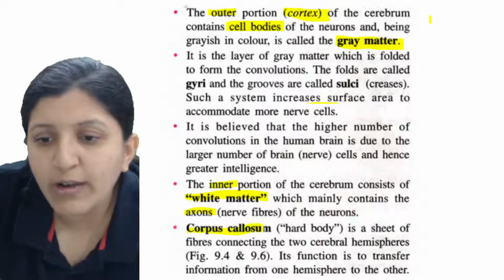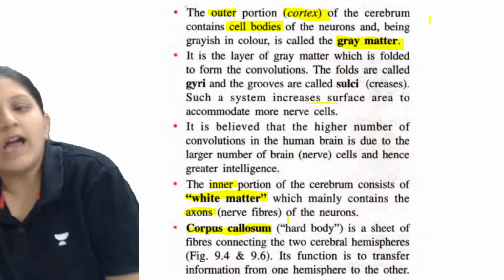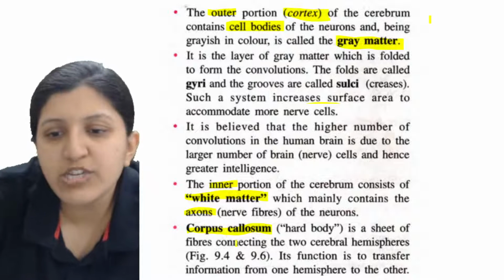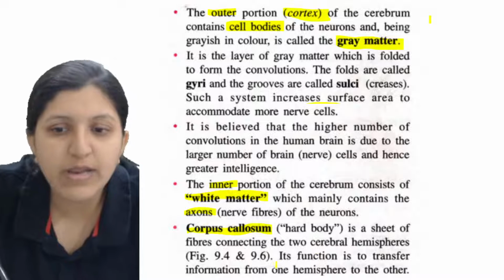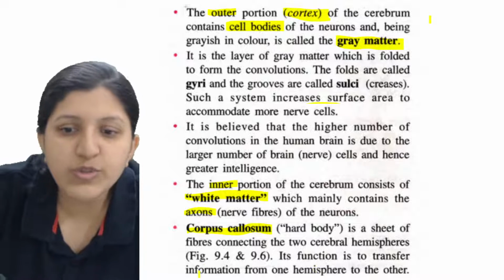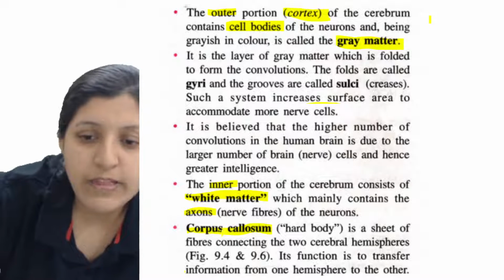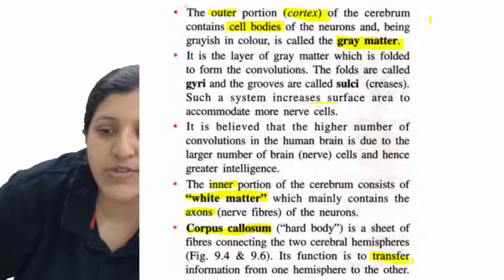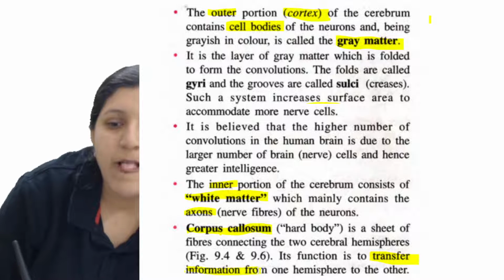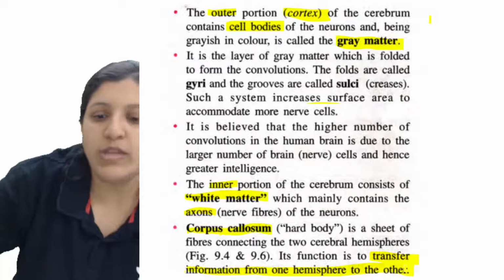So the corpus callosum, when we mention it, is a hard body, or basically a sheet of fibers connecting the two cerebral hemispheres. So its function is to transfer information. So what is done by the corpus callosum? The corpus callosum transfers the information from one hemisphere to the other.